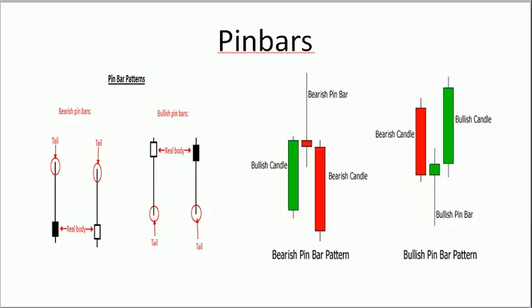Not the evening star, I'm sorry. Pin bars. Alright, pin bars. They are actually easy to spot. All you need to do is look for a candle that has a wick, a long wick, and for better probability, the body should be at least, or should form beyond the 80% of the range.